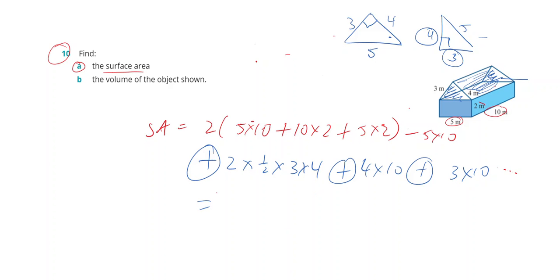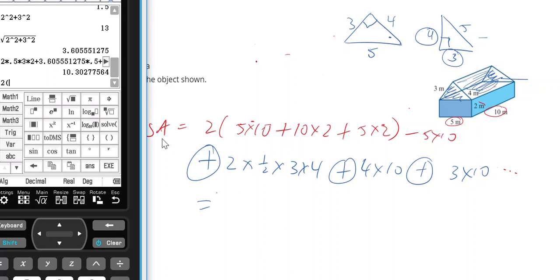Let's do this in one massive calculation. Okay, so I'm going to go the surface area of the rectangular prism minus one of the faces, so 5 times 10, plus 2 triangles, 2 times half times base times height, plus one of the roof faces, so 4 times 10, and plus the other roof face, 3 times 10. And we shouldn't get no solution.